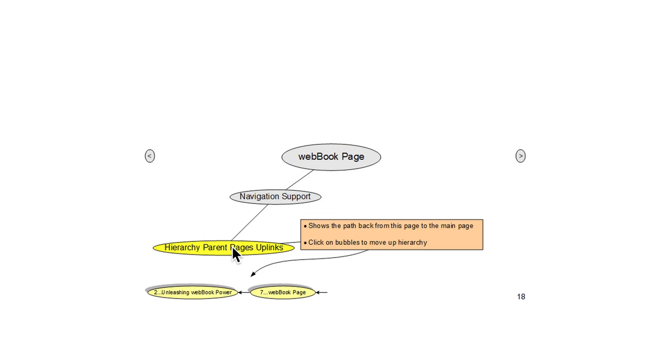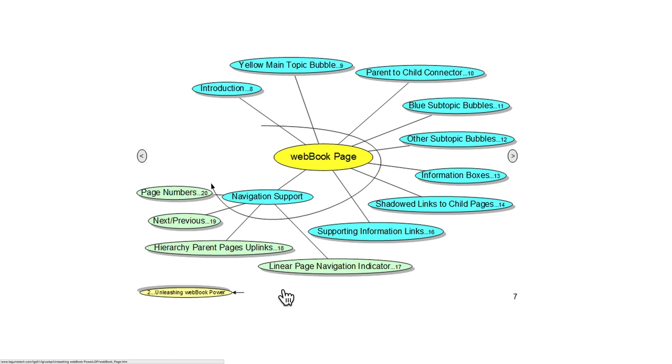We have a hierarchy of pages, and these are uplinks. They're in the lower left-hand part of the page, and we talked about them being the upper left shadows. These are uplinks that take you back up the hierarchy. You can go all the way back to the main page, which is what you do if you get lost. Then there's the concept of next and previous.